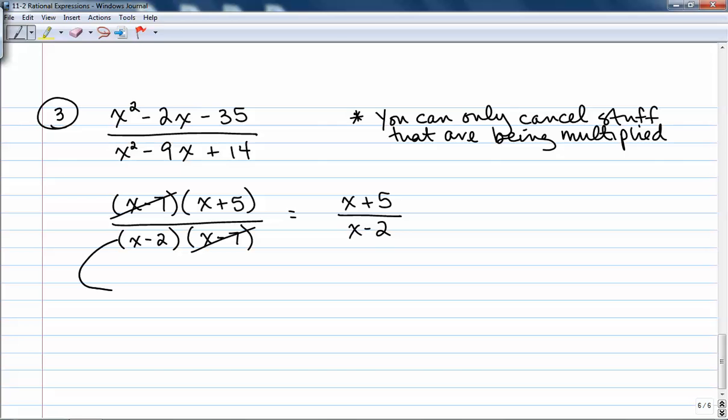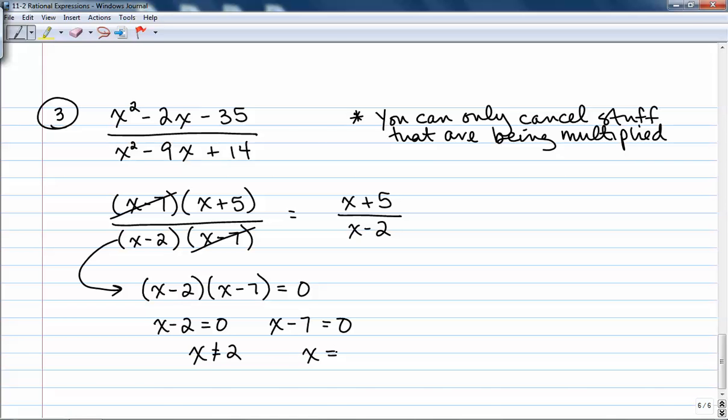So to find my excluded values, I'll take my original factored denominator, set it equal to 0, and solve each one of those. So my two excluded values are 2 and 7. So when x is 2, my original denominator is 0. When x is 7, my original denominator is 0.